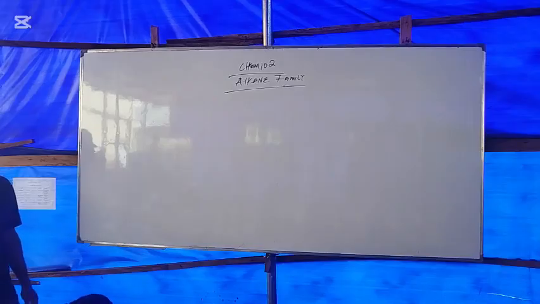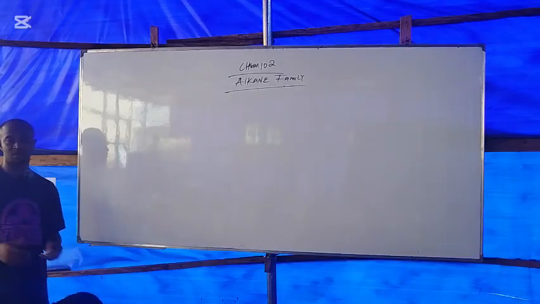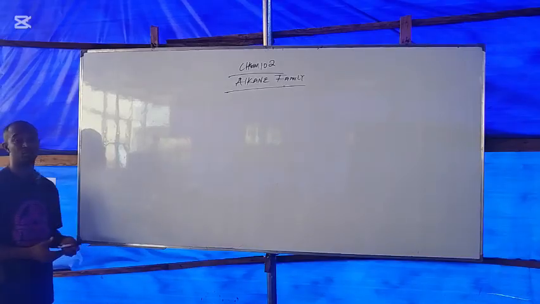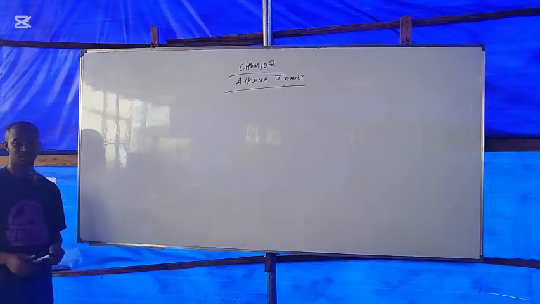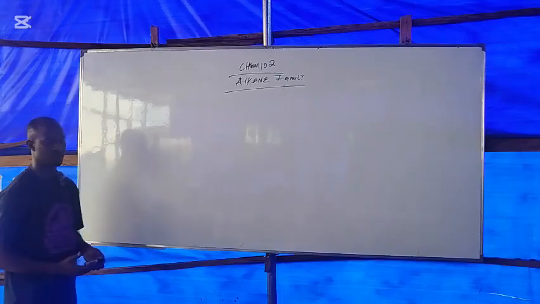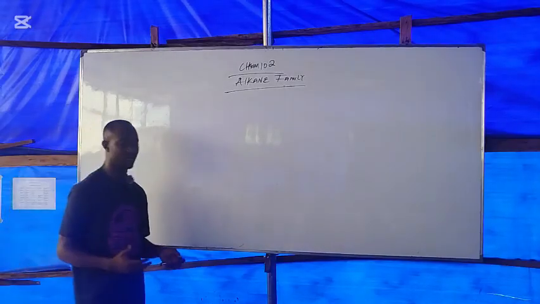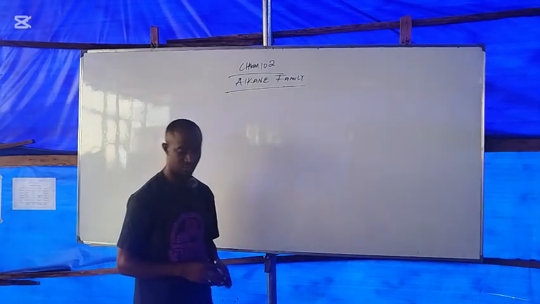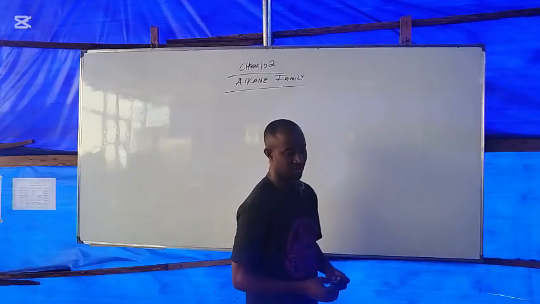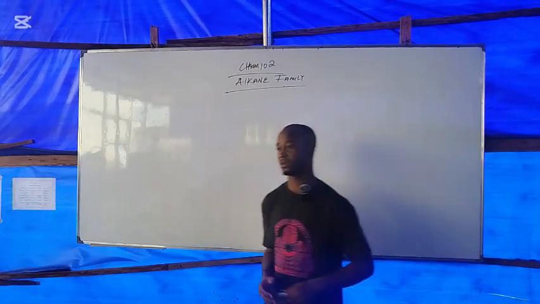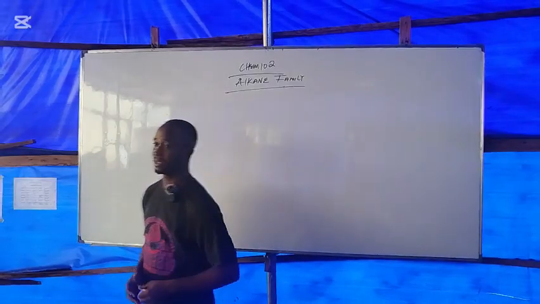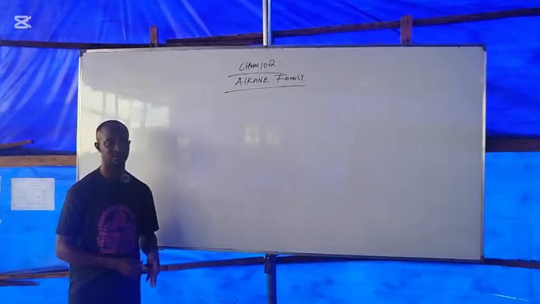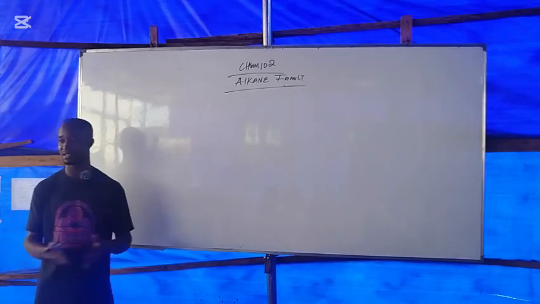Then we also talked about some terms. We looked at the word homologous series, the word catenation, the word saturated and unsaturated hydrocarbon. Then we also looked at the possible bonds that are found in organic compounds. We have two types, which are the pi bond and the sigma bond.